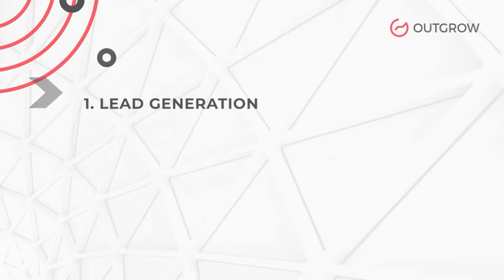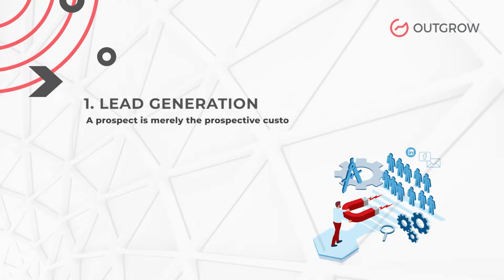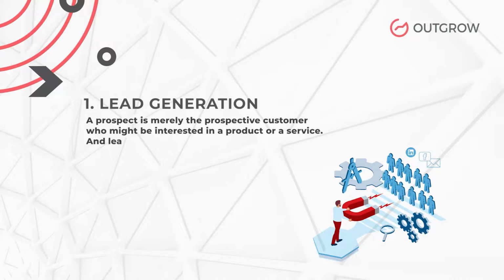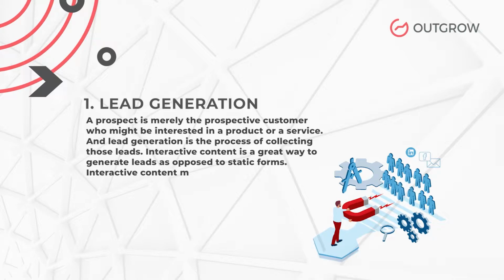Number 1, lead generation. Lead generation is always our primary objective and our first step. Let's start with the ABCs. A prospect is merely the prospective customer who might be interested in a product or a service. And lead generation is a process of collecting those leads. Interactive content is a great way to generate leads, as opposed to static forms. Interactive content may include calculators, quizzes, polls, surveys, and whatnot.